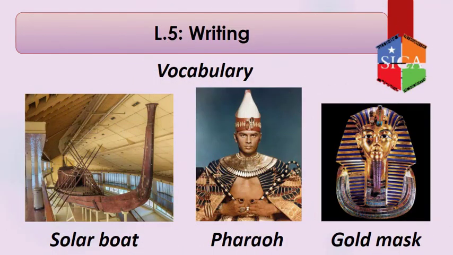Lesson 5 is about writing, and we will know some writing tips in this lesson. But before we move to the writing tips, let's know this vocab. Solar boat. Pharaoh. Gold mask. And this gold mask is for the king Tutankhamun.